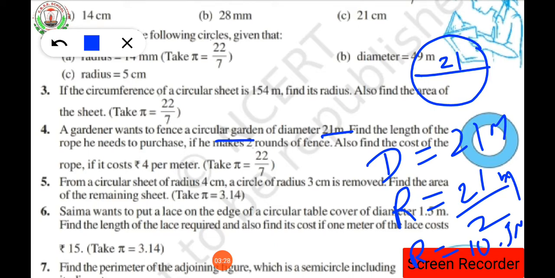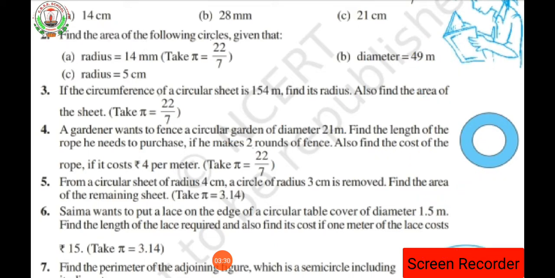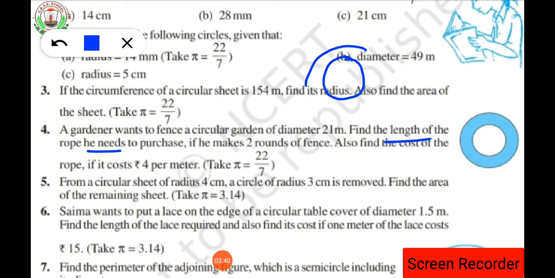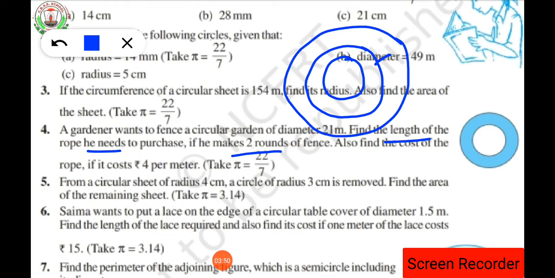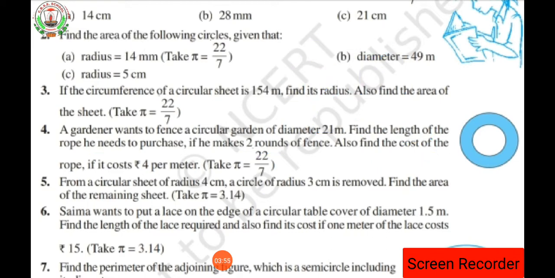Clear everyone? Now after that it is very clearly said in the question that we have to find the length of the rope to be purchased. Suppose this one is a garden. Okay, a length of the rope is to be fenced outside the garden, and it makes 2 rounds. That means this is the first round and the second round is to be fenced around the garden. So if the cost of the rope is 4 per meter, then you have to find the total cost. Clear everyone? While doing the question it will be more clear to you. Clear?